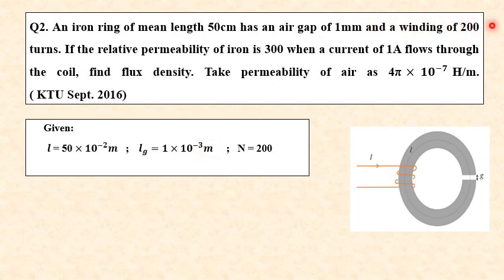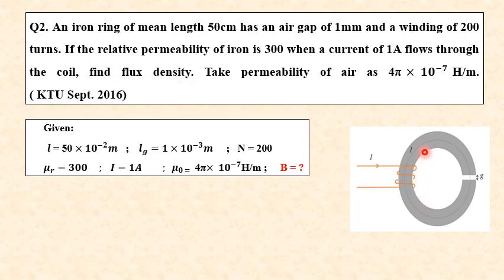And the coil, it is having 200 turns. So N is equal to 200. Then the relative permeability of the ring, that is mu r, that is given as 300. And the current through the coil is 1 ampere. Then it is asked that take the permeability of air as 4 pi into 10 raised to minus 7. So in this question the mu 0 value is given, that is 4 pi into 10 raised to minus 7 henry per meter. So here we have to find the flux density.